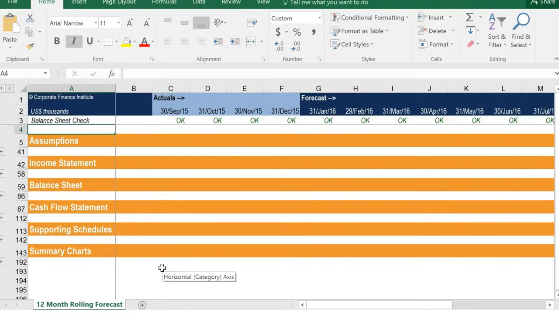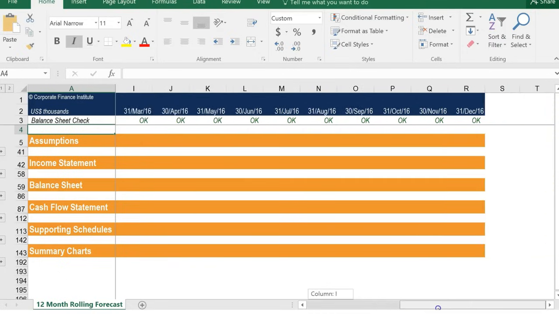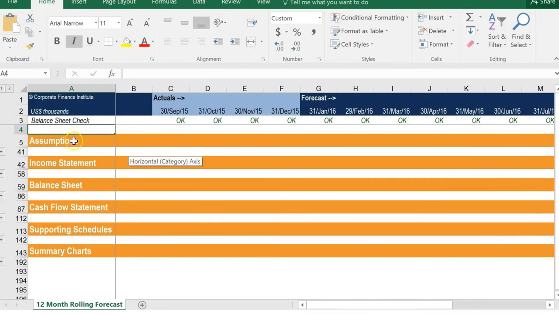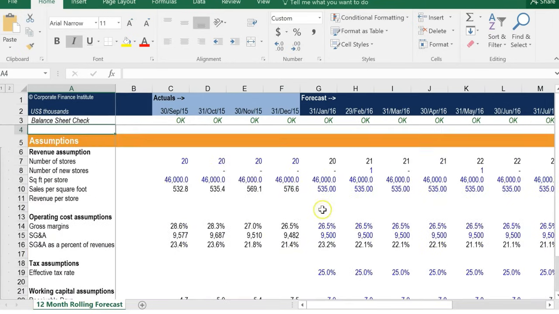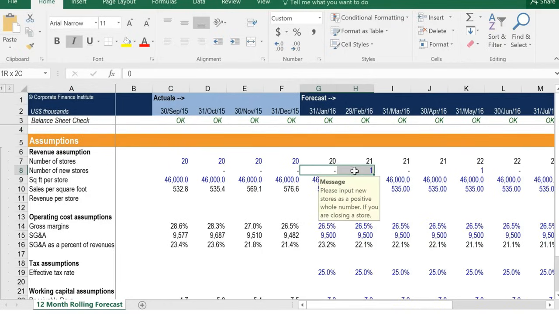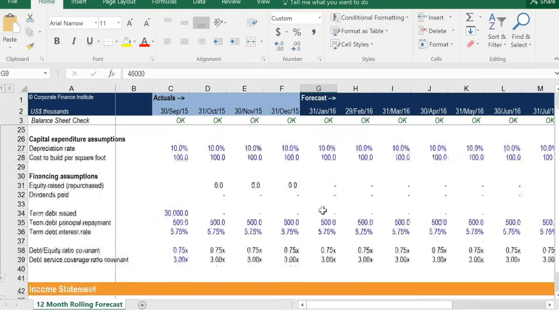Let's review what we've built in this course. We've designed a very robust and dynamic financial model that forecasts 12 months of cash flow. We've got some historicals here, and then we've got our forecast period on the right. The model is grouped by section. We start with our assumptions. This is where we keep only inputs and drivers of the business. This business is driven by number of stores and new store openings, as well as sales per square foot.